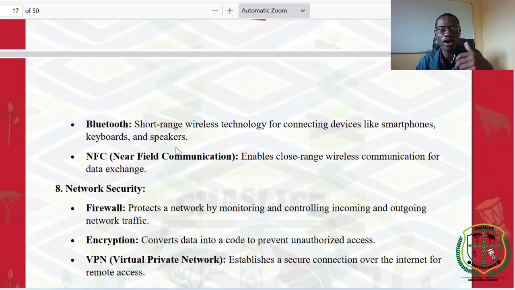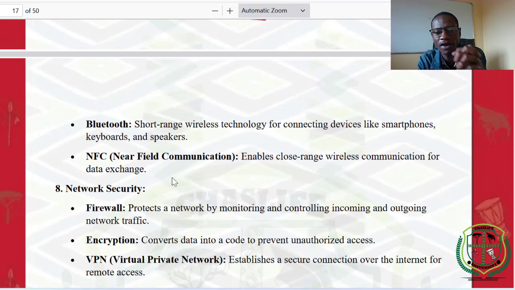Then there's what we call NFC. NFC is near field communication. It enables close range wireless communication for data exchange.